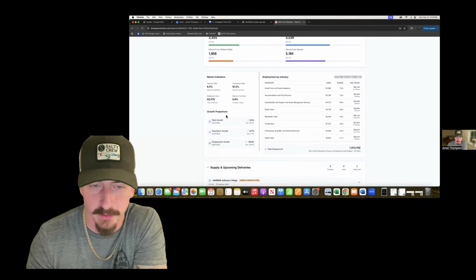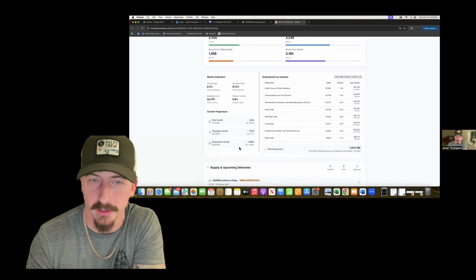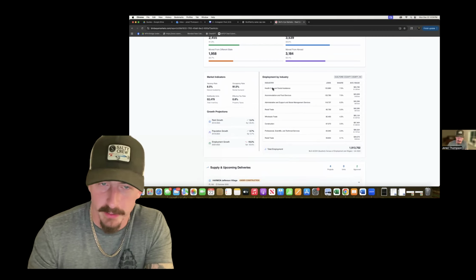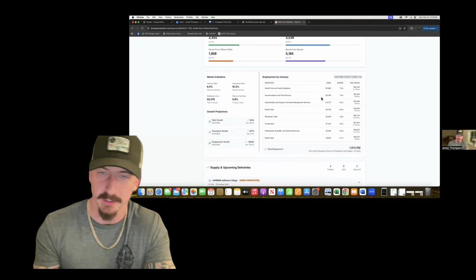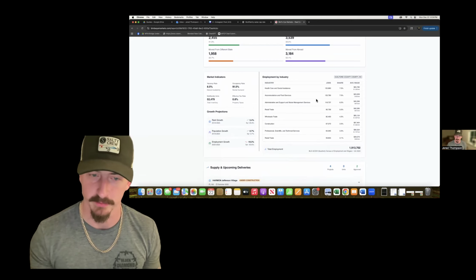This is huge. You want to know this for sure with any market that you're going into. You want to see growth here. And this is important too, employment by industry, because you want to make sure that the market you're investing in is not dependent on a certain industry. So like if that industry shuts down, all your tenant base moves out.